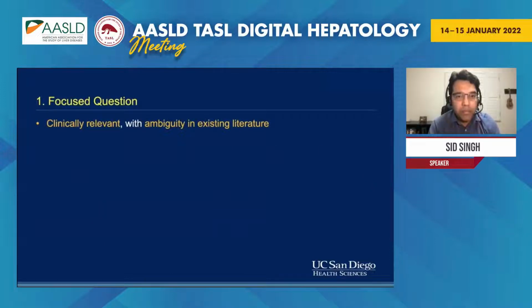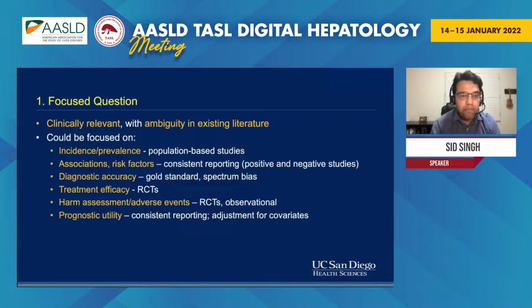Let's start off with a focus question. The focus question needs to be clinically relevant with enough ambiguity in the existing literature. If all the studies point in the same direction, then the novelty or the relevance of that question goes down. These focus questions can rely on incidence or prevalence studies, which would ideally be based on population-based studies. There may be systematic reviews of associations and risk factors. The important thing in these studies is that these risk factors should be consistently reported in both positive and negative studies. Frequently, we see that a positive risk factor is reported, whereas studies in which the same risk factor was not found to be significant may not adequately adjust for covariates and present the relative risk or odds ratio.